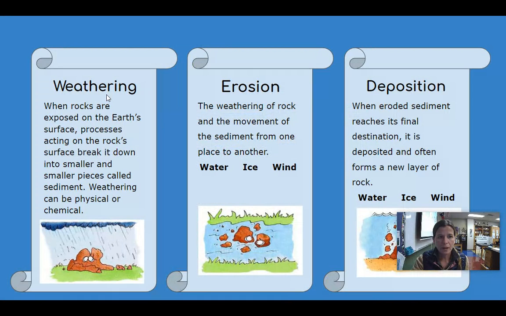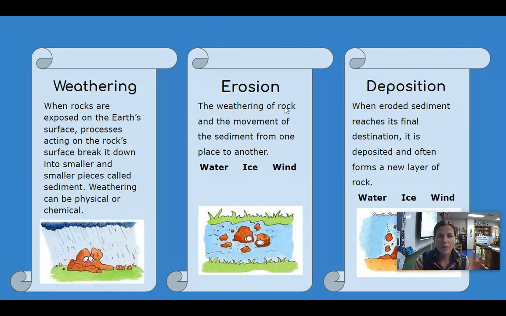So what is weathering? Weathering is when rocks are exposed on the Earth's surface. Processes acting on the rock's surface break it down into smaller and smaller pieces called sediment. Weathering can be physical or chemical.